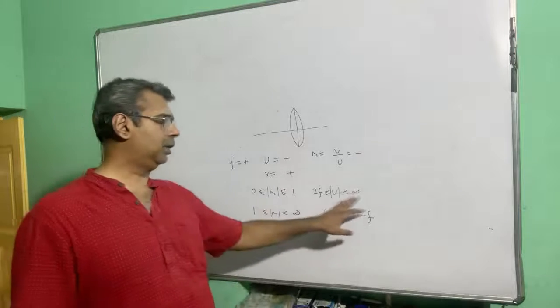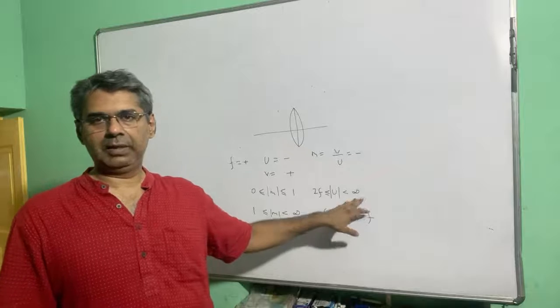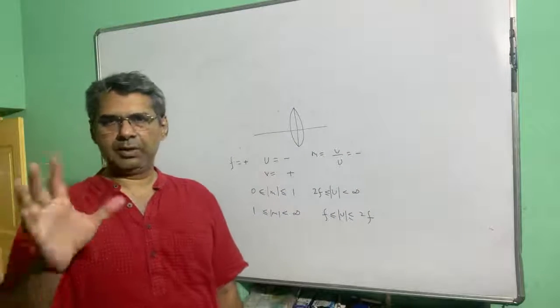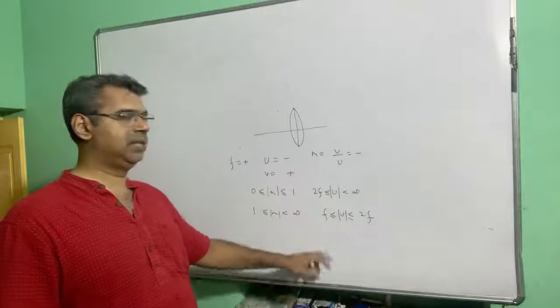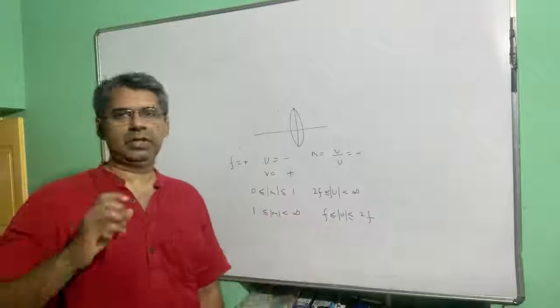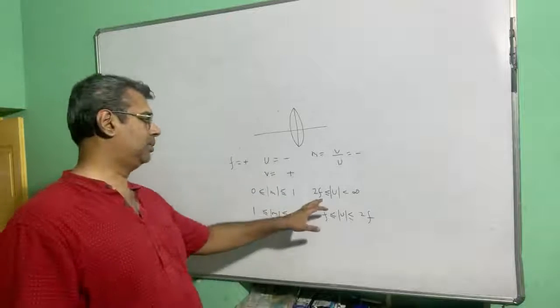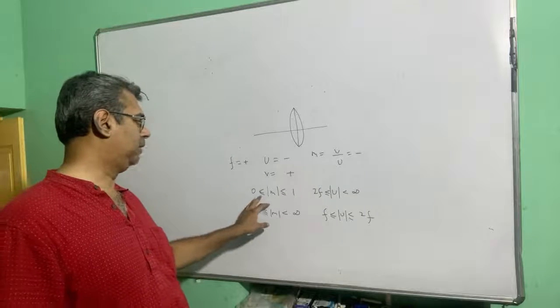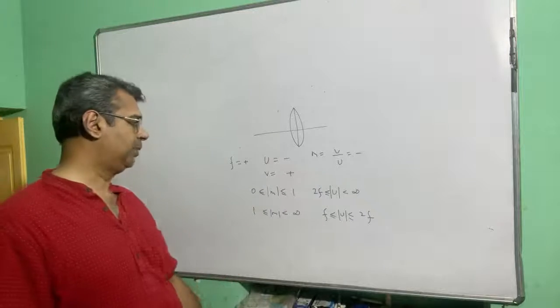So you know that when the object is very far away, when the object is at infinity, at that time the magnification is 0, it's reduced to a point. And when the object is at center of curvature, then the magnification is 1. So when the object distance varies from 2f to infinity, the magnification varies from 0 to 1.